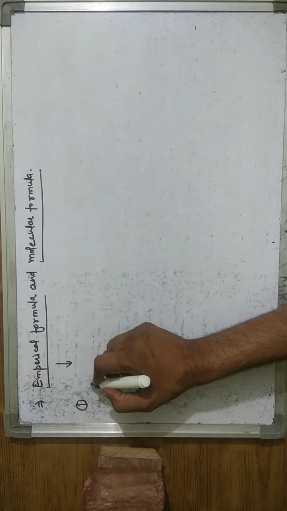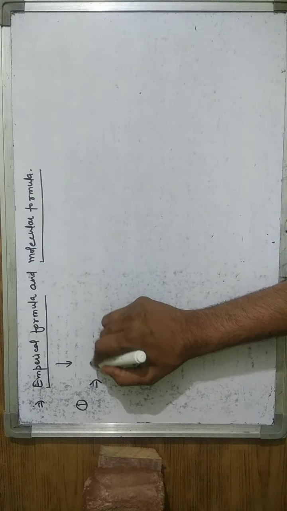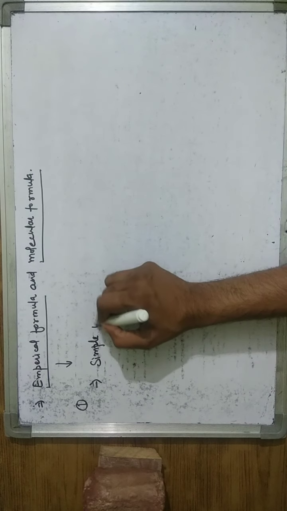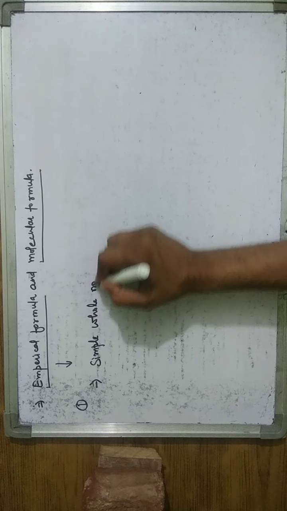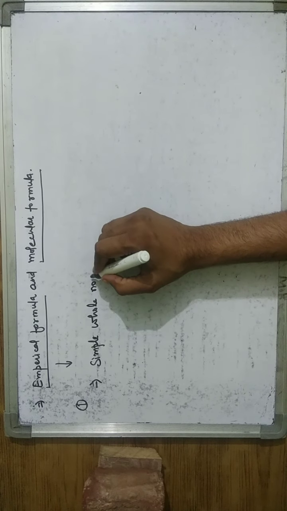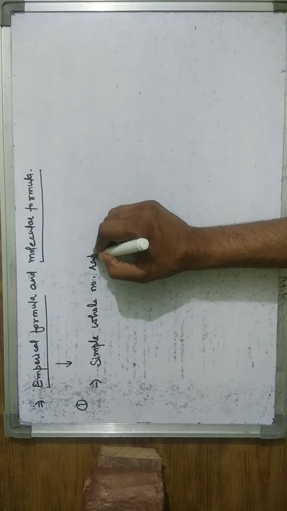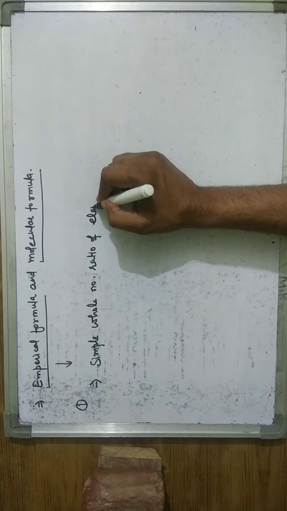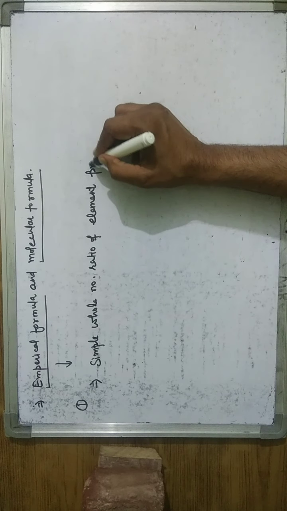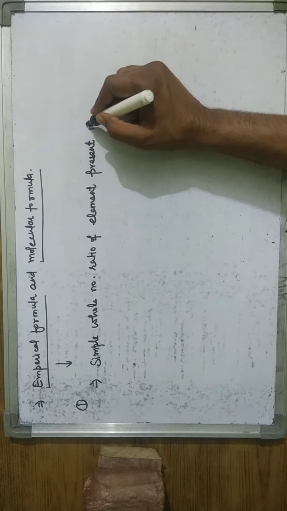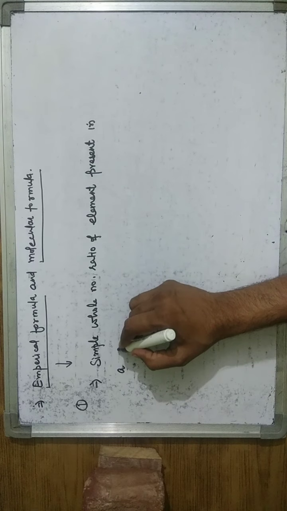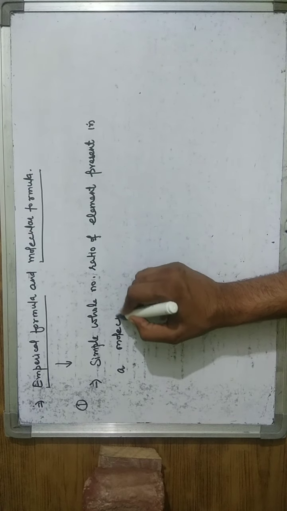The empirical formula of a compound is the chemical formula which expresses the simple whole number ratio of the atoms of the various elements present in one molecule of the compound. Simple whole number ratio of elements present in a molecule.